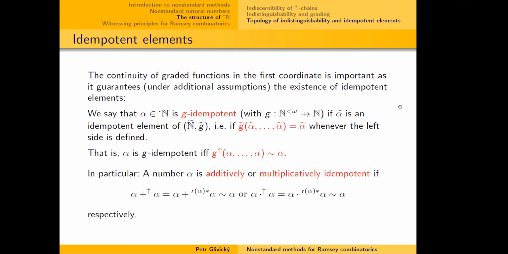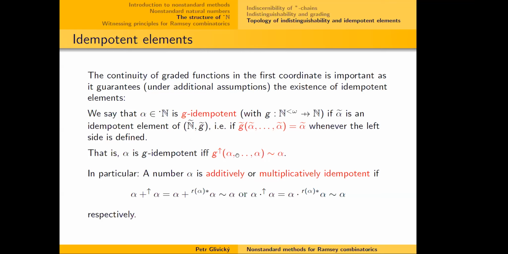And why I was doing this is actually to talk about the last thing from the structure of star n, which are idempotent elements. Any element alpha of star n is called idempotent with respect to some function g if the factor class tilde alpha is an idempotent element in the factor structure tilde n with the tilde g, in the sense that tilde g applied to all the tilde alpha on all the places is equal again to tilde alpha, classical idempotency.